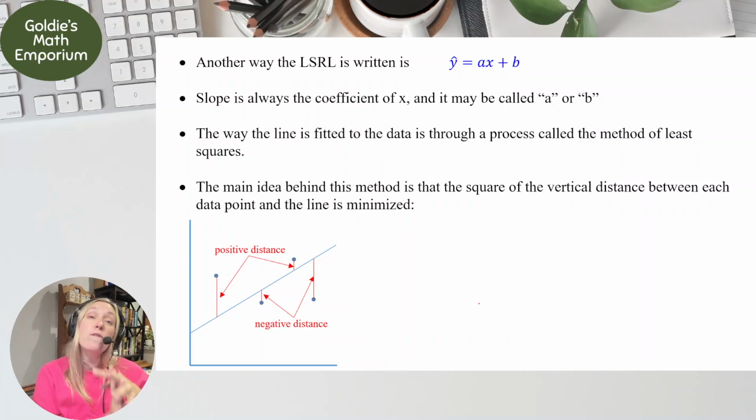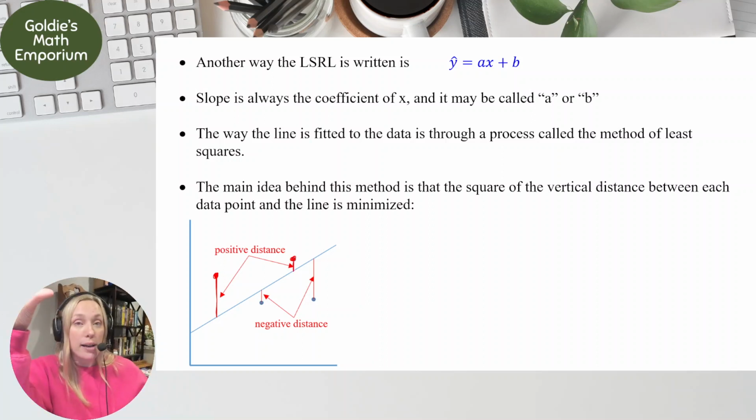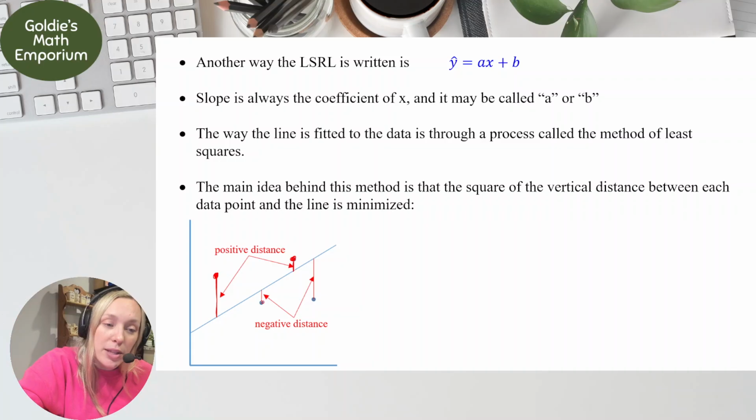So there's going to be a vertical distance between the point and the line itself. So that's what I'm drawing here. I have the point and then a vertical distance between that point and the line. Now, when the point is above the line, that distance is positive, right? When the point is below the line, I have a negative distance, okay?